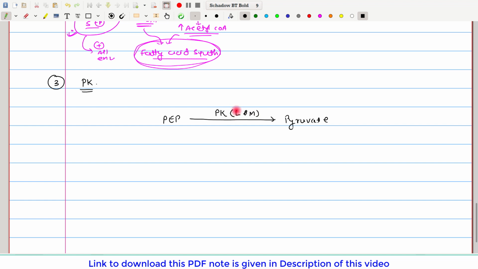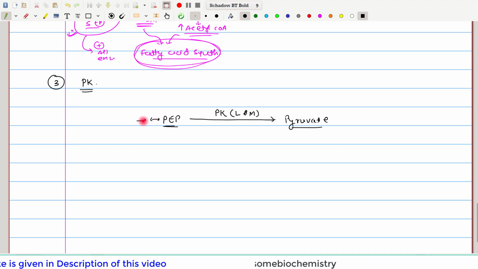This pyruvate kinase L is found only in the liver, whereas pyruvate kinase M is found elsewhere, especially in the skeletal muscle. Both of these isoenzymes carry out the same reaction, conversion of phosphoenolpyruvate to pyruvate. And we know that phosphoenolpyruvate, by multiple reversible steps, is generated from fructose 1,6-bisphosphate, which is the product of our second irreversible step from fructose 6-phosphate. And this enzyme is phosphofructokinase 1.